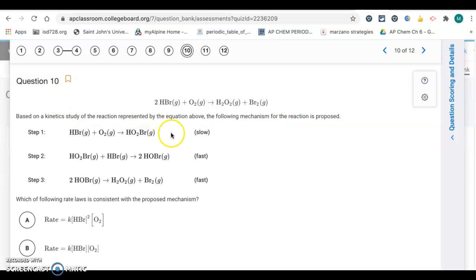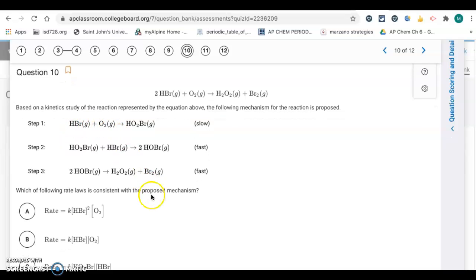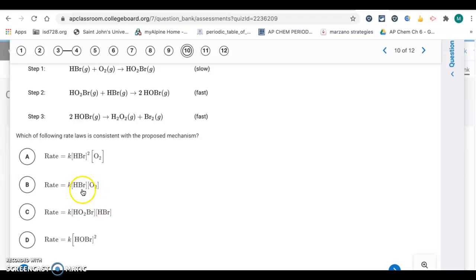All right, question 10, another 3-step mechanism. So which of the following rate laws is consistent with the proposed mechanism? So with this one, we have the slow step as the first step. Now with this, we don't have to worry about intermediates because there's no intermediates in that first step to cancel out on the reactant side. A catalyst, if it does show up, can be in the rate law. So with the slow step being the first step, we just look at the two reactants right here. So HBr to the first order, O2 to the first order. So that's going to be letter B.